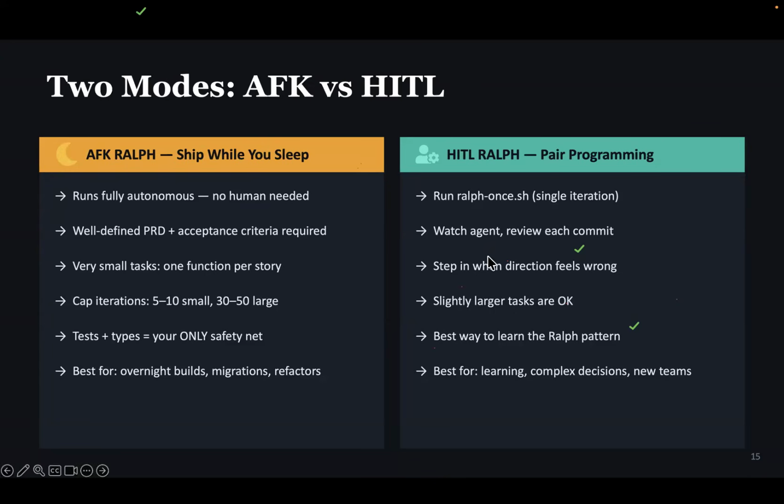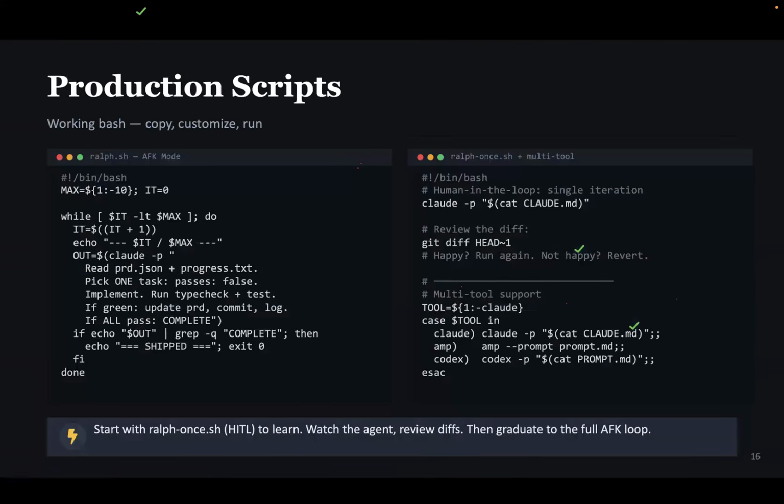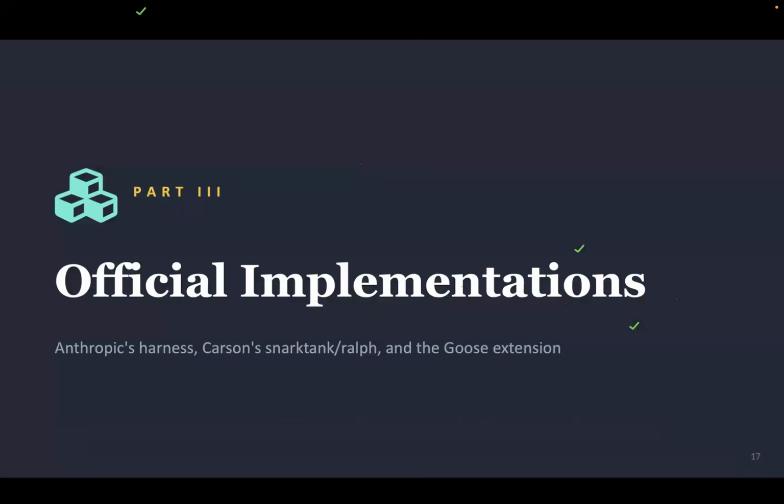Or you can introduce a human in the loop if you want. So that is the core thing, that there are two modes with it, AFK and human in the loop. I will go through the code right now, but yeah, any questions so far on the concept?